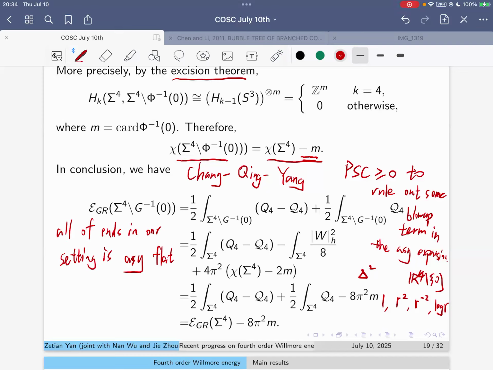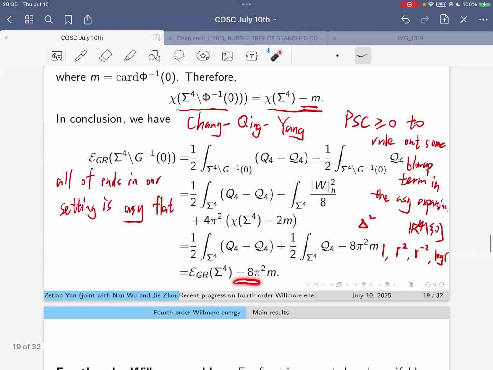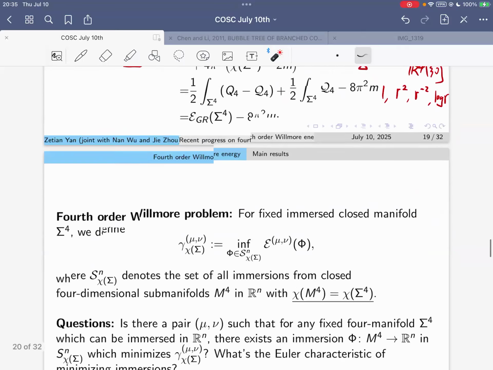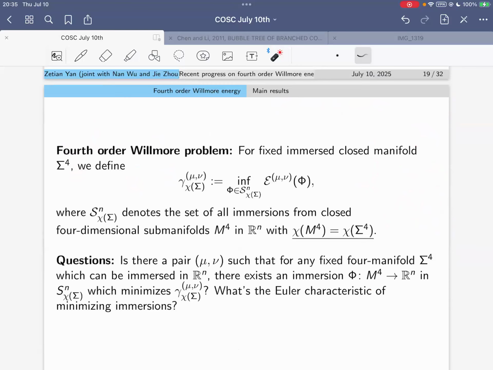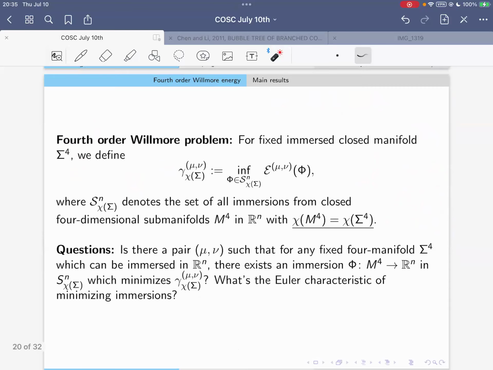Sorry, is constant 1. Okay, so we need to minus. Let me emphasize. We need to minus 2m here. So 1 over m from here, another m from the parametric ratio, and for this reason, we need to minus energy of the sphere times the number of the pre-image. So it sounds like in fourth order Willmore energy, the change of the topology is totally determined by characteristic.